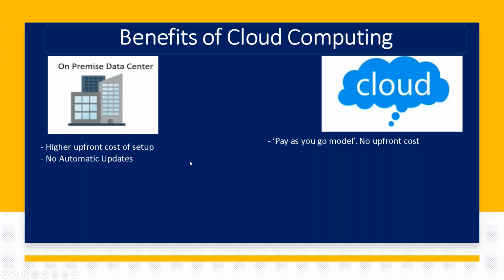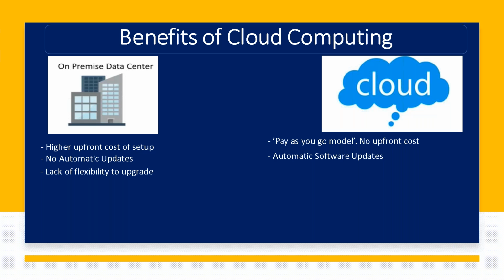Next, automatic updates. In the on-premises environment, there are no automatic updates because it is in our control. We have to plan for the updates. But in the cloud, automatic software updates are available, because the software will be updated by the service providers who provide our cloud services. They will do all the software updates if any are available. We don't worry about that. It will be handled by the service provider.